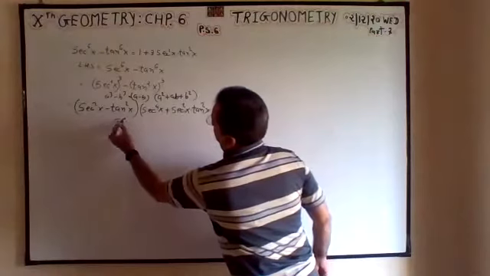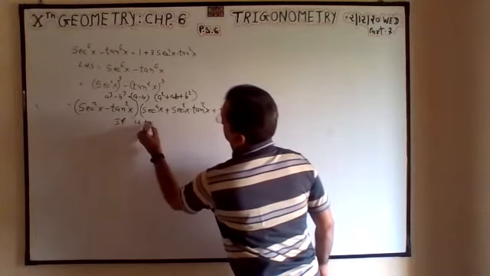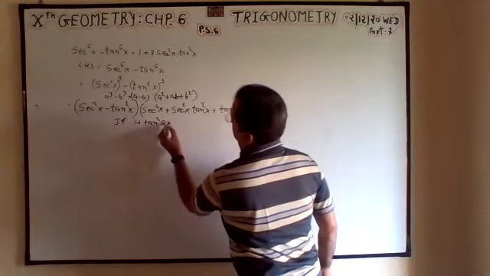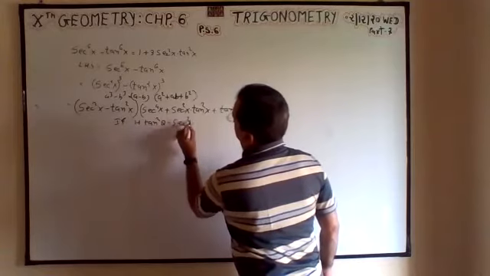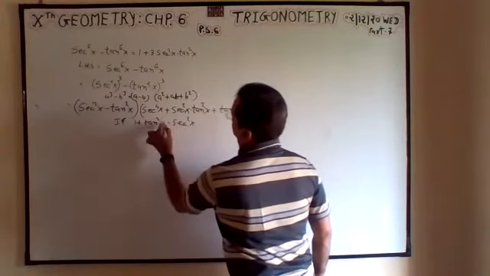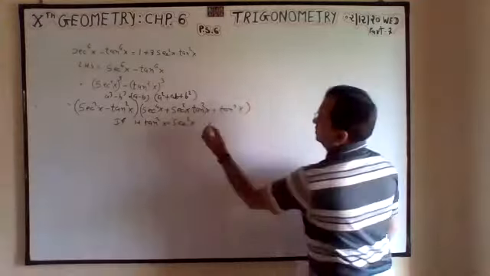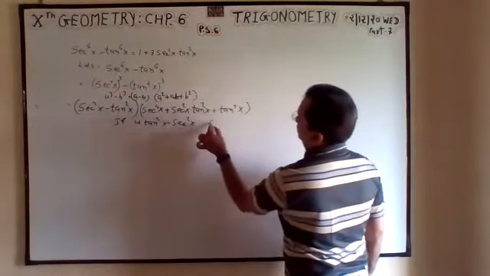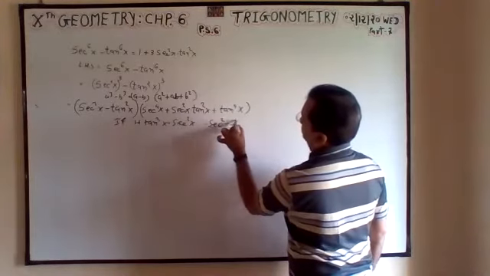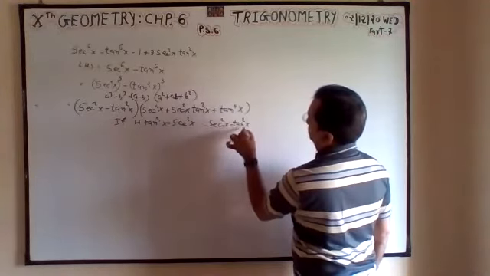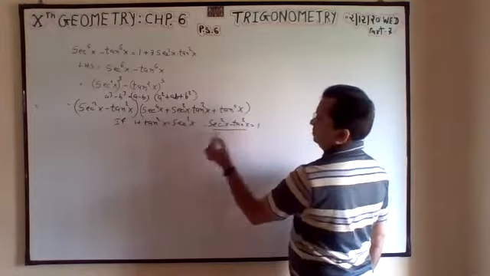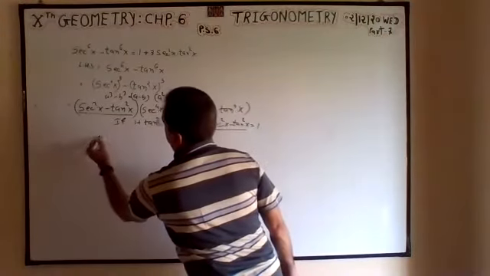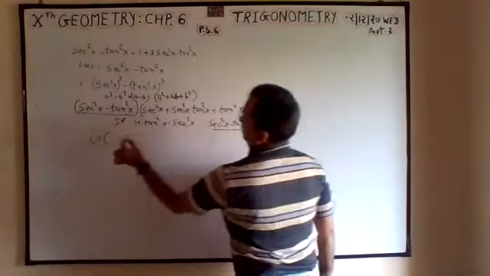If 1 plus tan square theta is equal to sec square x, if this is the identity, therefore sec square minus tan square is equal to 1. So this will be 1. Rest of the copy.